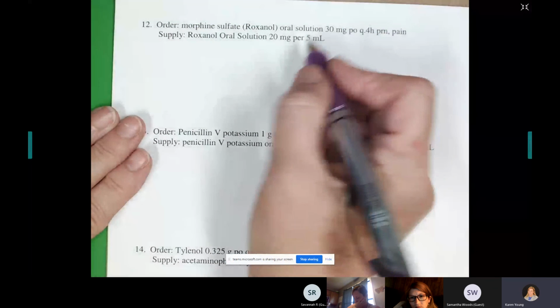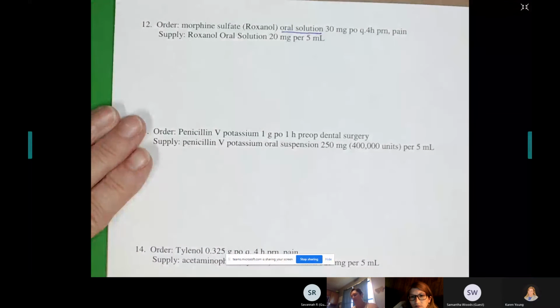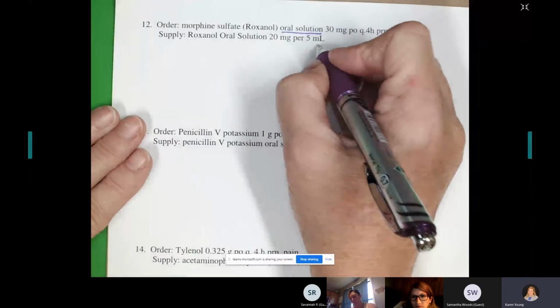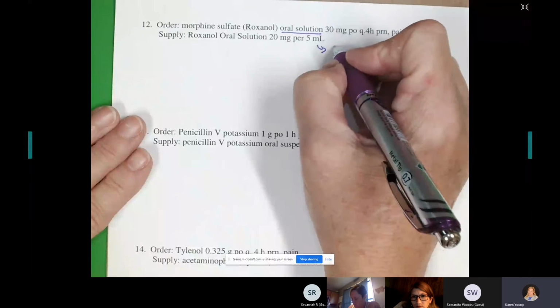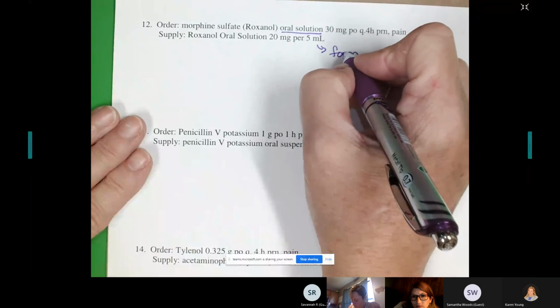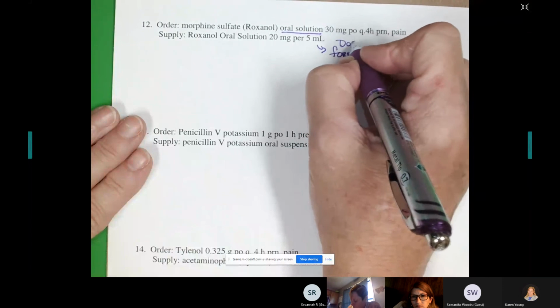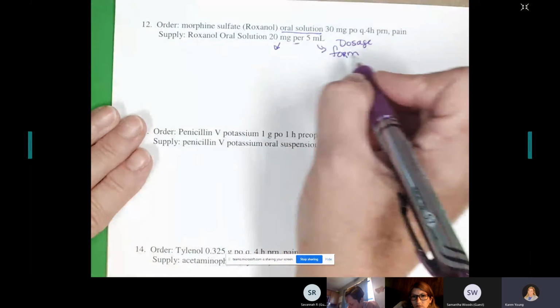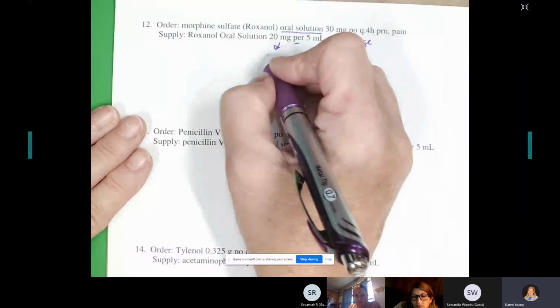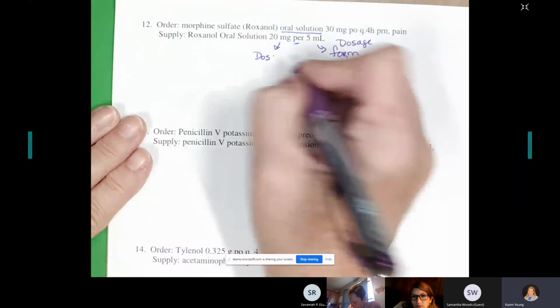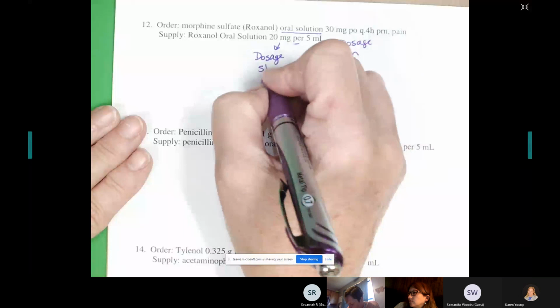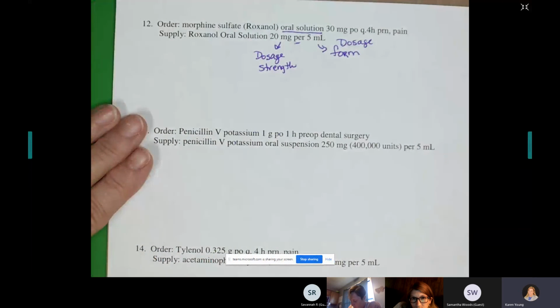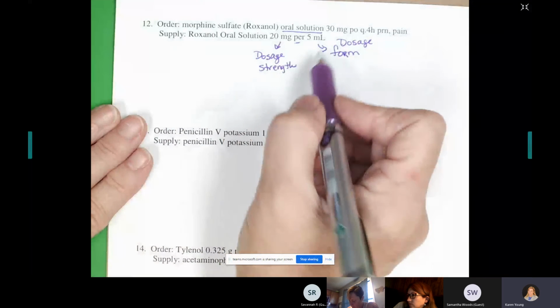This time we have an oral solution, okay? In our oral solution, the 5 milliliters of our supply is our form, our dosage form. The 20 milligrams, or whatever's before the word per, is our dosage strength. Okay, so that's what's different, is how our dosage strength and our dosage form is written.